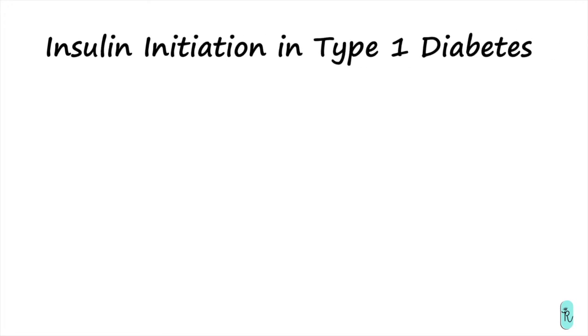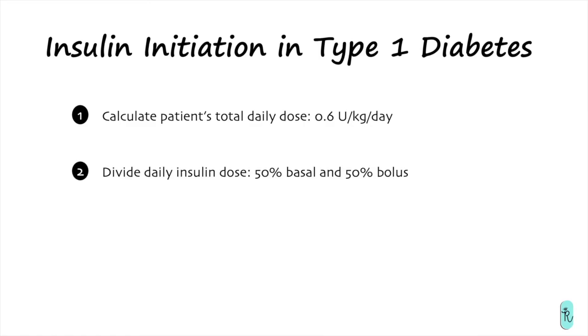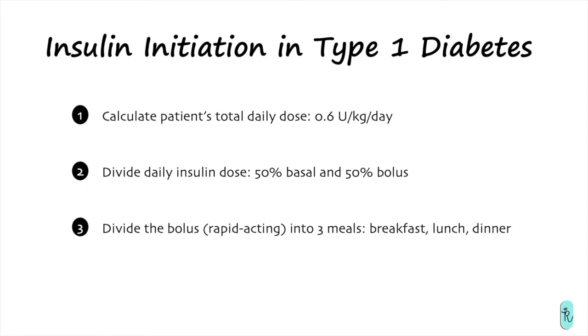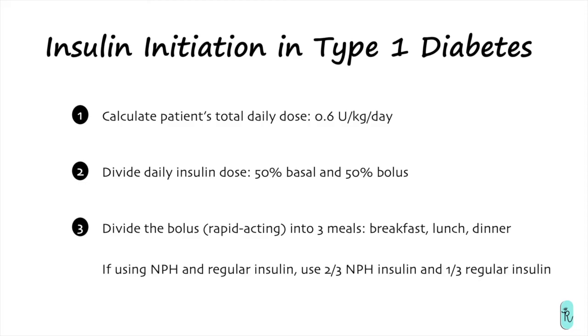In patients with type 1 diabetes, insulin is necessary. We initiate insulin in these patients by calculating their total daily dose using 0.6 units per kilogram per day, dividing that total daily dose into 50% basal and 50% bolus, or the shorter-acting insulin, and finally dividing the bolus dose further by 3 to find the bolus dose for each meal. We call this basal bolus dosing of insulin. If the patient is using NPH and regular insulin, 2/3 of the total dose will be NPH and the remaining 1/3 will be regular insulin.